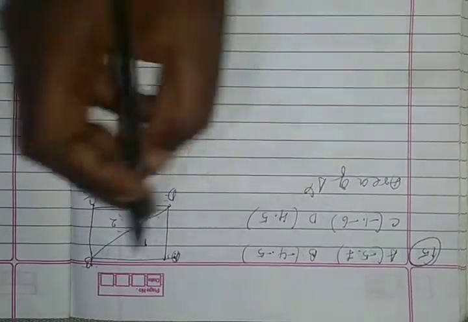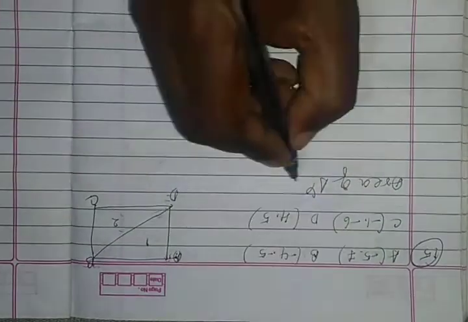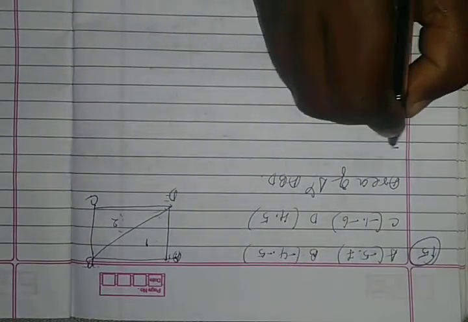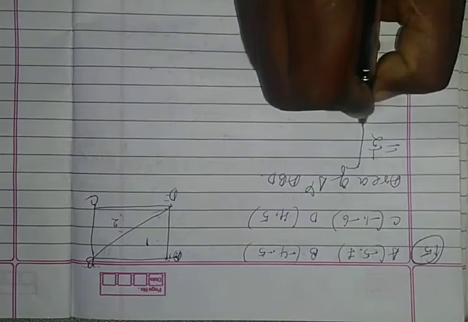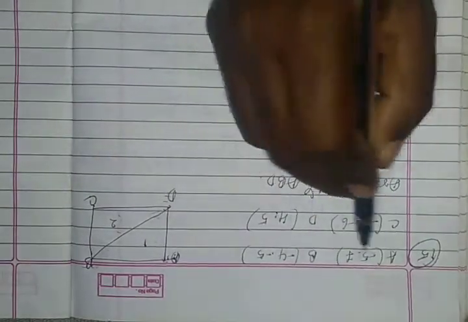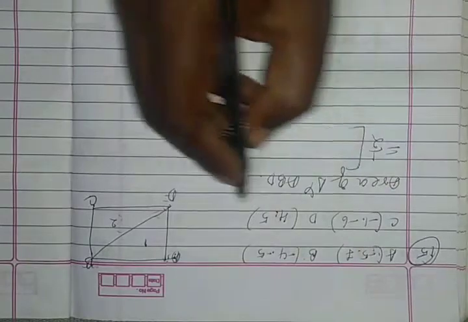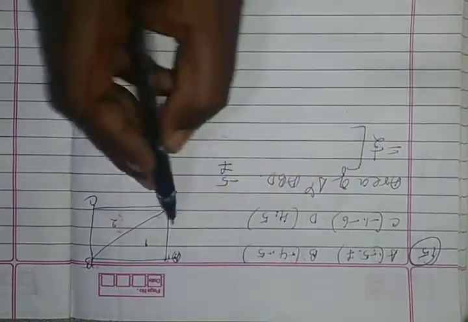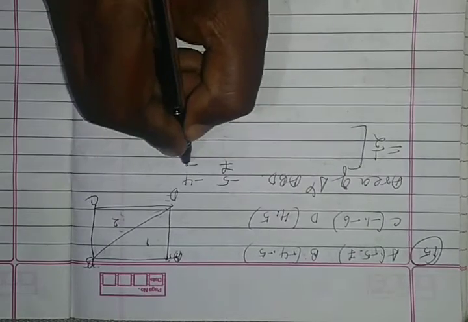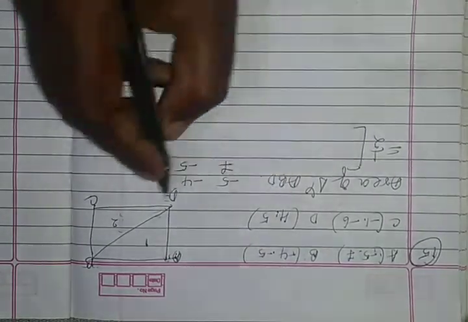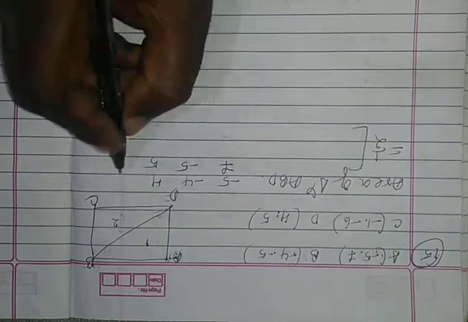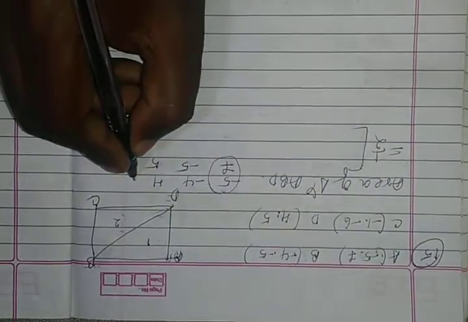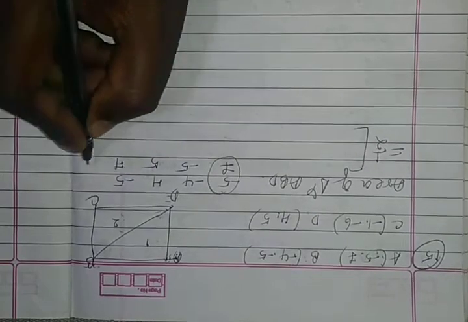Area of triangle ABD is equal to half into, we can take the coordinate points. A is (-5, 7), B is (-4, -5), D is (4, 5), A, B, D. So again you have to write once again -5 and this is 7.